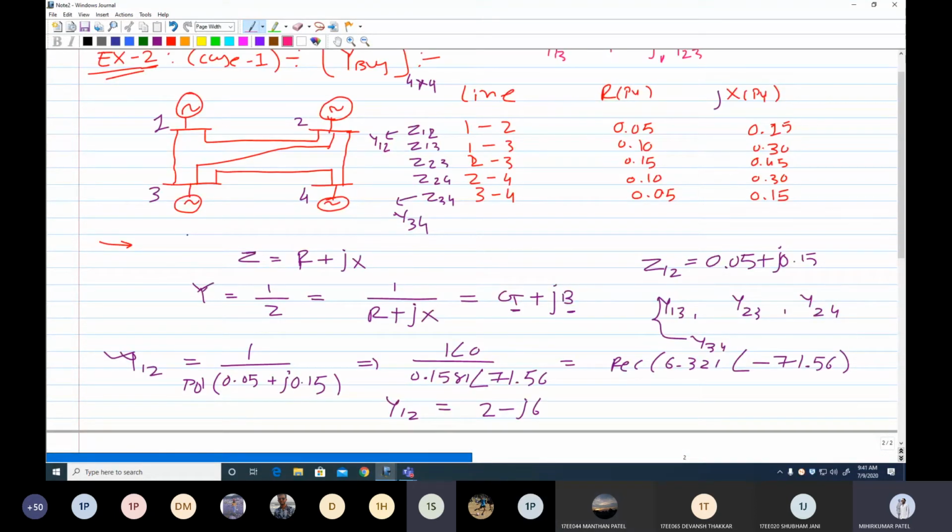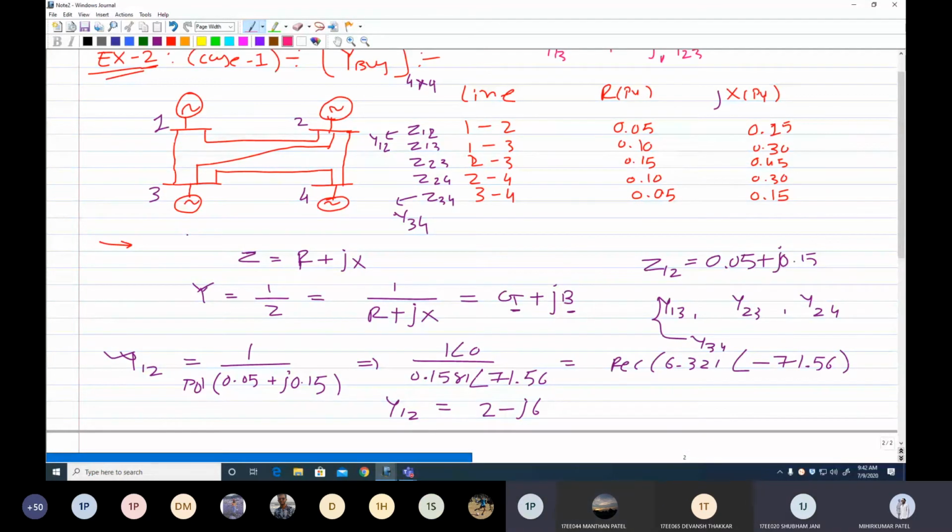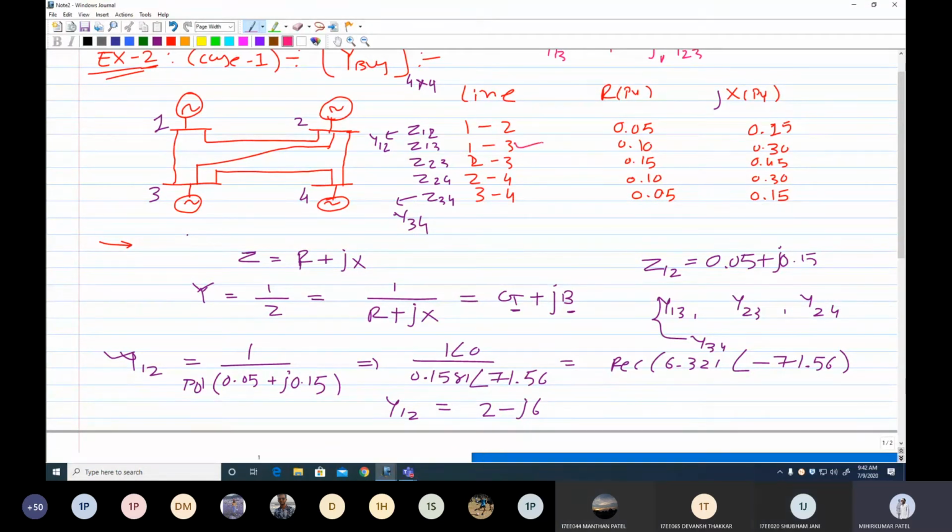So next, Z3. See, the data given for 1-3 and 2-4 is the same. So we can directly say that Y24 is the same as Y13, which is 1 minus 3j. Clear?